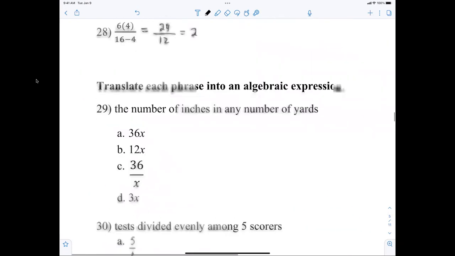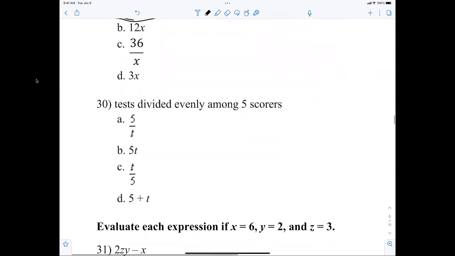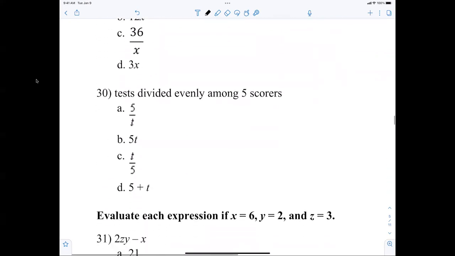Okay, now how many inches in a yard? Who remembers? 36, right? So that would be A. Test divided evenly among 5 scorers. C. All right, we'll stop there.